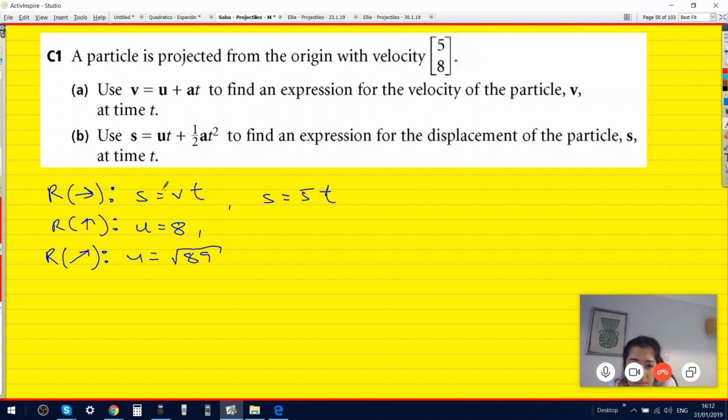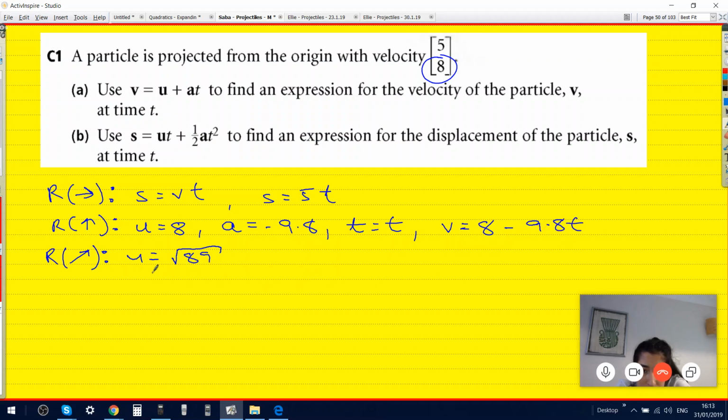This one only works horizontally, S equals VT, because there's no gravity. Resolving vertically, U is 8. What is A? A is minus 9.8. They told us that T is T, to just do it in terms of T. And we want V. So what would that be? 8 minus 9.8t.